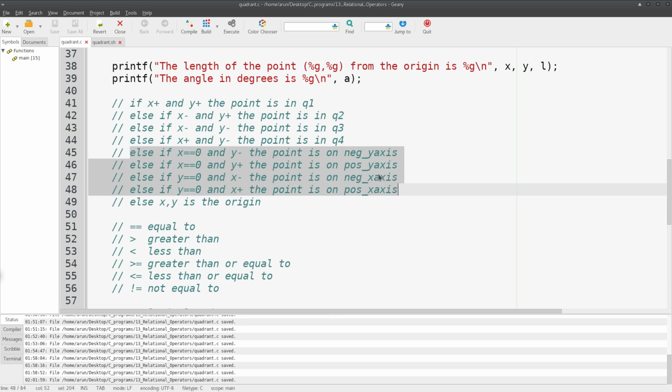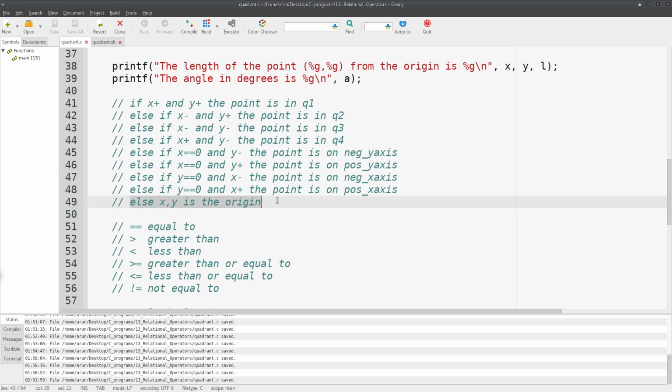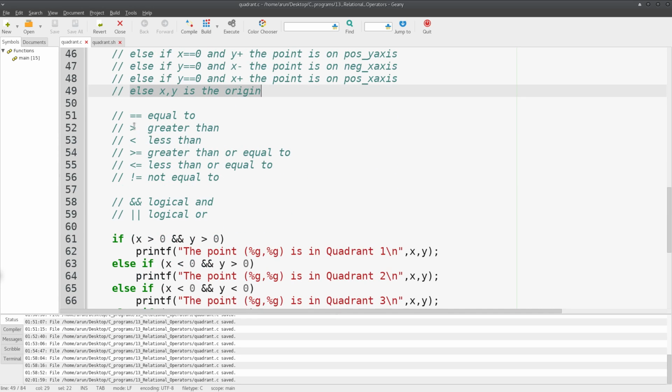If the points are not lying on the axis itself, then the only possible way is that the point is actually lying in the origin. And then these are the relational operators that we use in our program. This is for double equal to, this is for actually comparison, for a particular given variable or value being equal to another value.